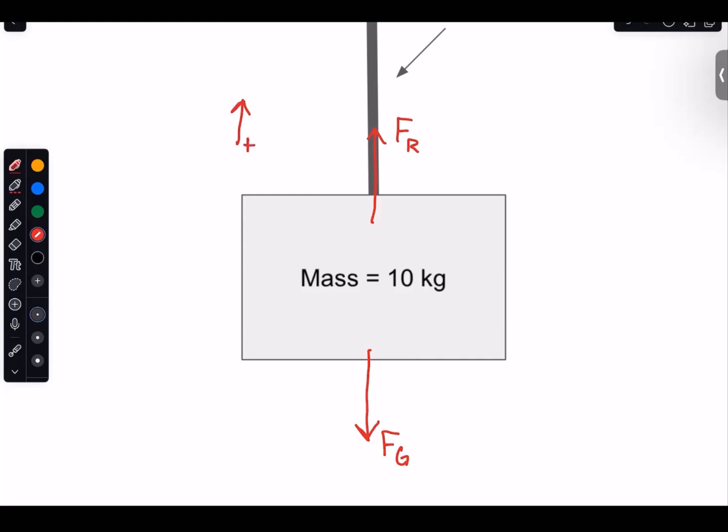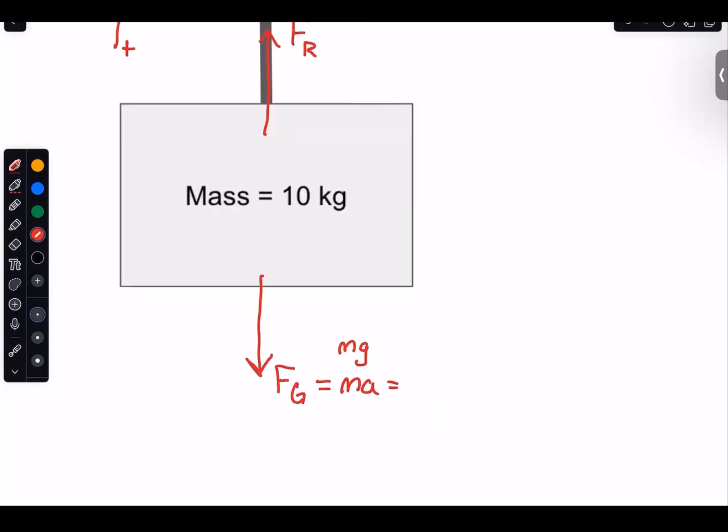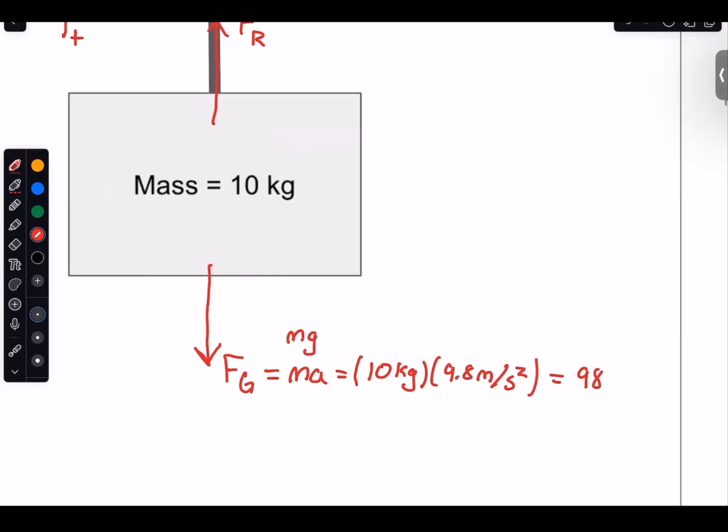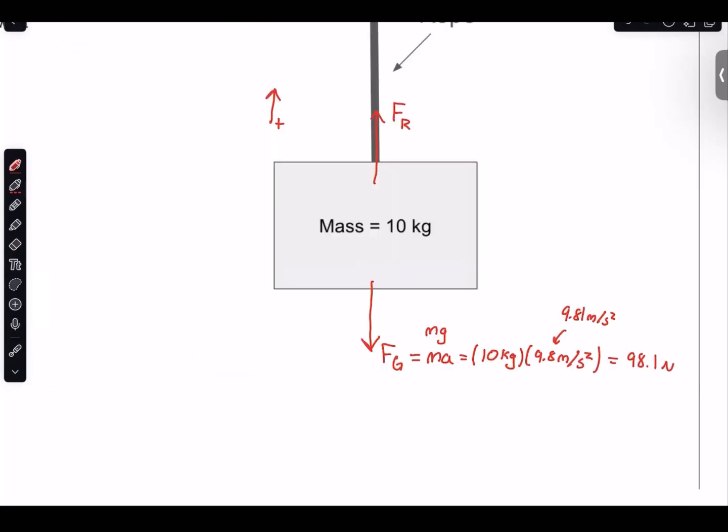To make this easy, we can calculate the force of gravity right here on the screen. The force of gravity equals ma, or in this case, mg, since the acceleration is equivalent to the gravity, at 9.8 meters per second squared. And this equals the mass of the block, which is 10 kilograms, times our gravity, equals 98 newtons. Just keep in mind that some instructors prefer to use 9.81 meters per second squared, and that would just give us 98.1 newtons.